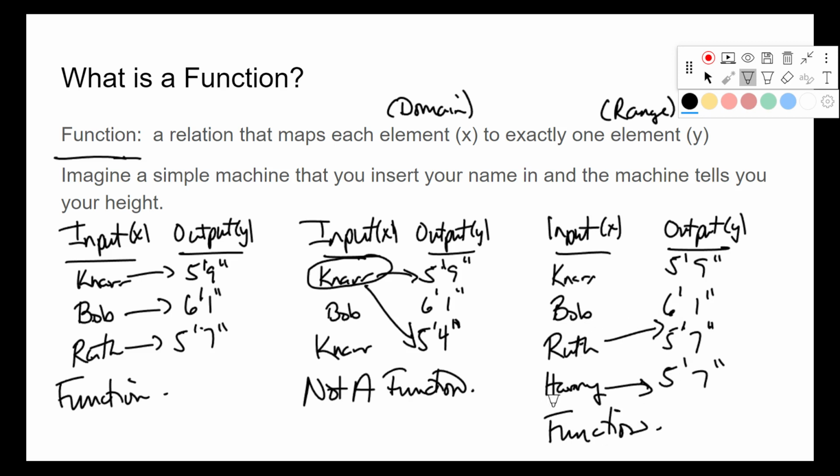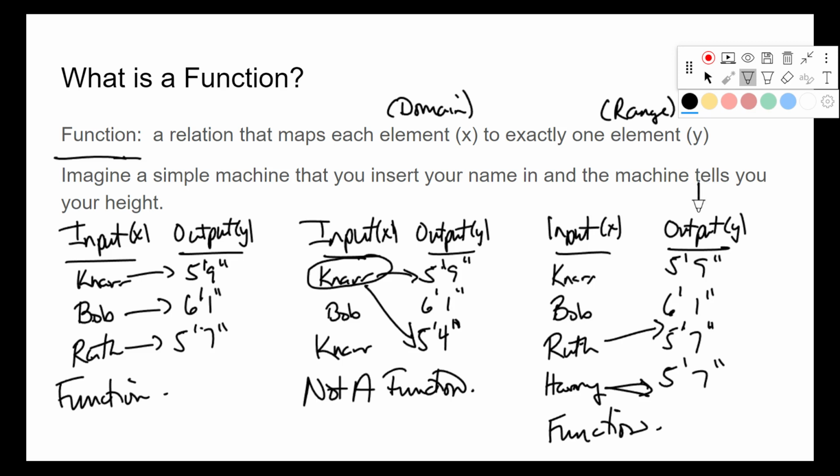Now, if I were to take Harry's name and put it in again, and now Harry's height is 5'2". Now, this is not a function anymore because Harry has two different heights. Harry can't have two different heights. So it's not a function. All right, let's take this one back to where it is a function again. Okay, that's a function.